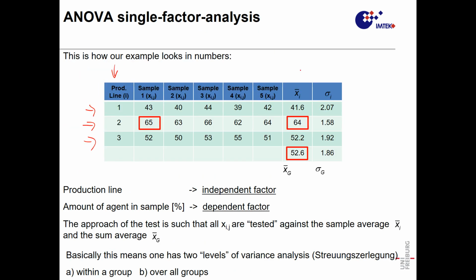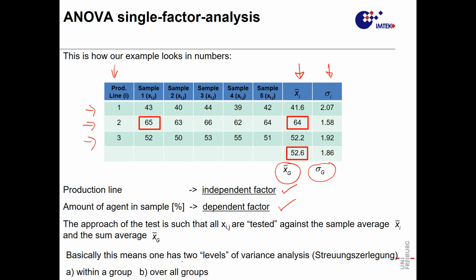So we calculate the mean for each production line. So that will be like mu1, 2, and 3, and the standard deviation from this point. But we also calculate the general mean, so the mean of the means, and the general standard deviation we could calculate, right? So far so good, right? So we are clear that the dependent factor is the amount of agent that we have here, and the independent factor is the production line, right? So this is what I was saying here.